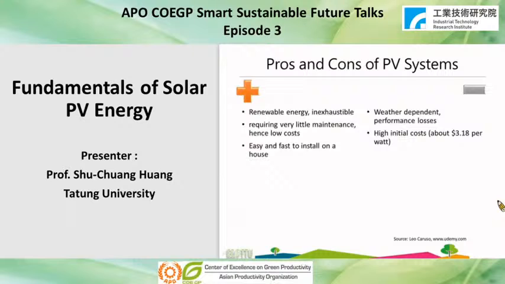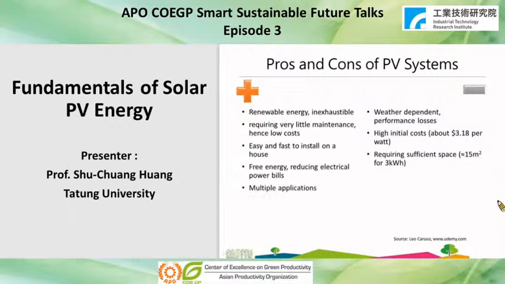It's easy and fast to install on the house, and it requires sufficient space. For example, a 3 kilowatt solar system requires 15 square meters of space. It's free energy, so we can reduce electrical power bills. We can use it for multiple applications.